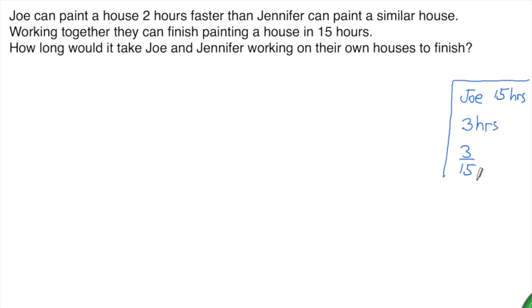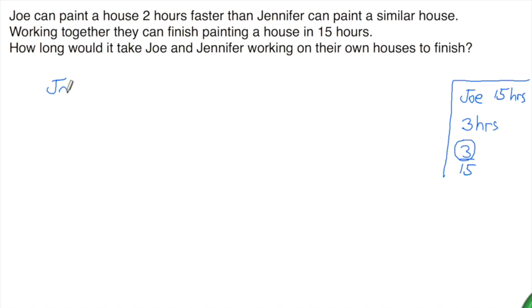So the bottom, the denominator number for Joe is how long it takes him to finish the job by himself. The numerator number is how long Joe worked on painting this house. And we're going to have these fractions for Joe and Jennifer. So let's skip to the second line here. Working together, they can finish painting the house in 15 hours. So Joe and Jennifer are only going to work 15 hours. Not by themselves, like this example here, but together. So that number is going to end up in the numerators.